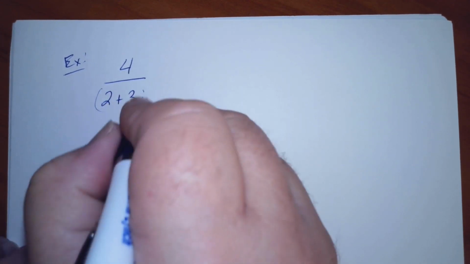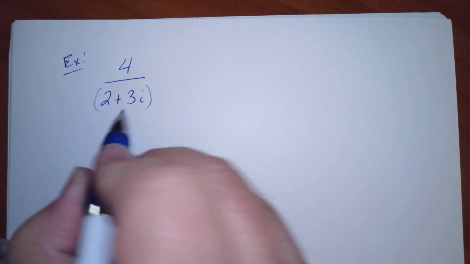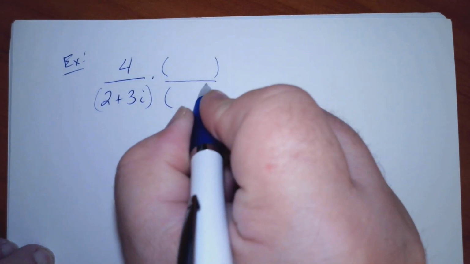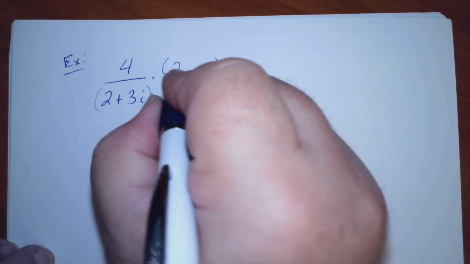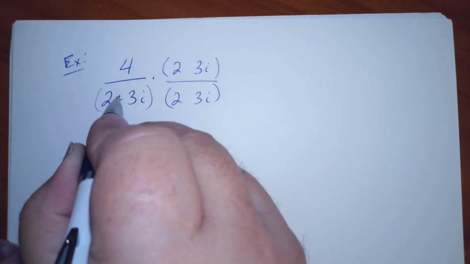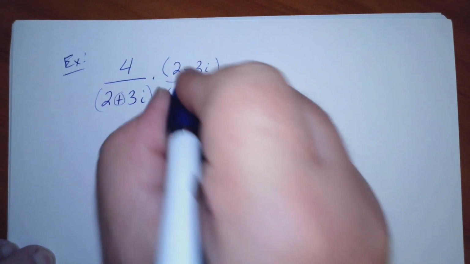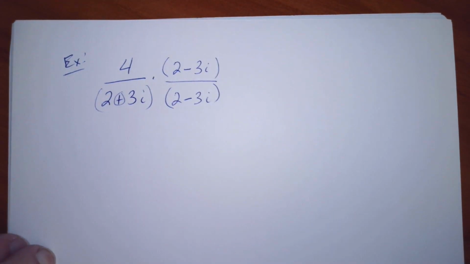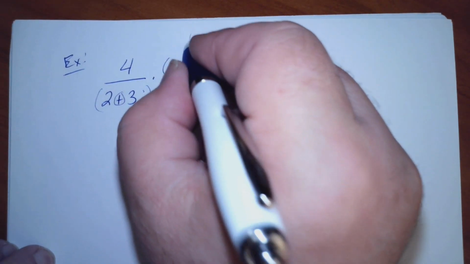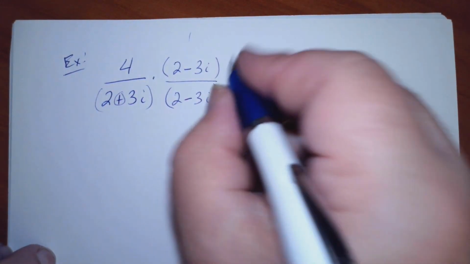All right, so we have 4 over 2 plus 3i. Since that's a complex number, we have to multiply the top and bottom by the conjugate. So we have the same numbers, 2 and 3i. Since that's a plus in front of the i, we have to put minus. Again, this over this is still 1. We're not changing the number, we're just changing the way it looks.